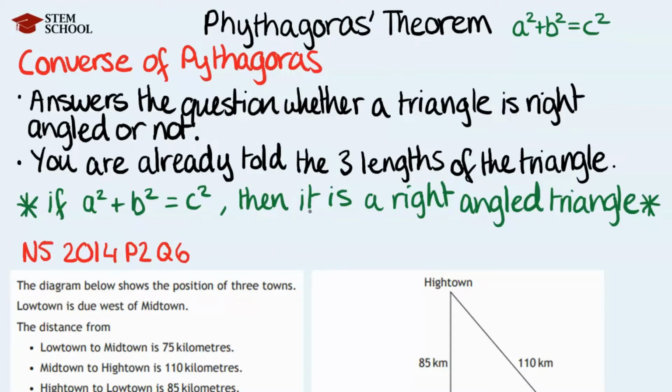So the last type of question you could get asked is something called the converse of Pythagoras. Essentially, this is just about proving whether a triangle is right-angled or not. What tends to happen is that you get given a triangle and you're already told the lengths of the three sides, and what you have to do is substitute those three numbers into the Pythagoras formula to see if the right hand side is equal to the left hand side. So in other words, if a squared plus b squared is equal to c squared, then it is a right angled triangle. That is the concept to remember for the converse of Pythagoras, alright?